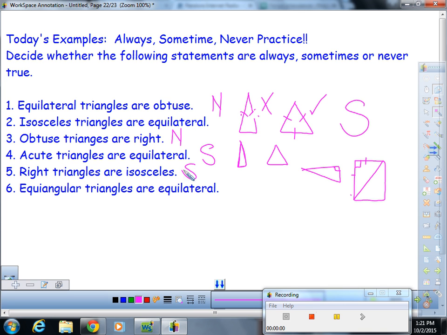Oh, okay, good. Equiangular triangles are equilateral. That was our fun fact of the day. That is always. Can I get a boom, people?